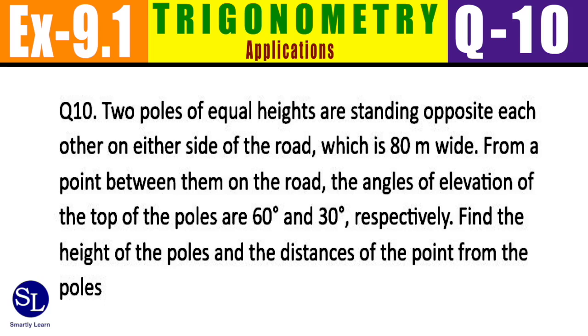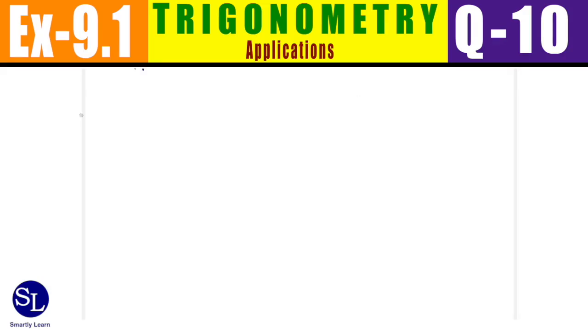So first let's draw this as a diagram. You have two poles of equal heights. So I'm drawing two poles of equal height on either side of a road which is 80 meters long. Somewhere in this road, from a point here, the angles of elevation of these two poles are marked here. So I'm going to mark one side as 60 degrees, the other side as 30 degrees. Remember, whichever side you mark, the answer will still be the same.